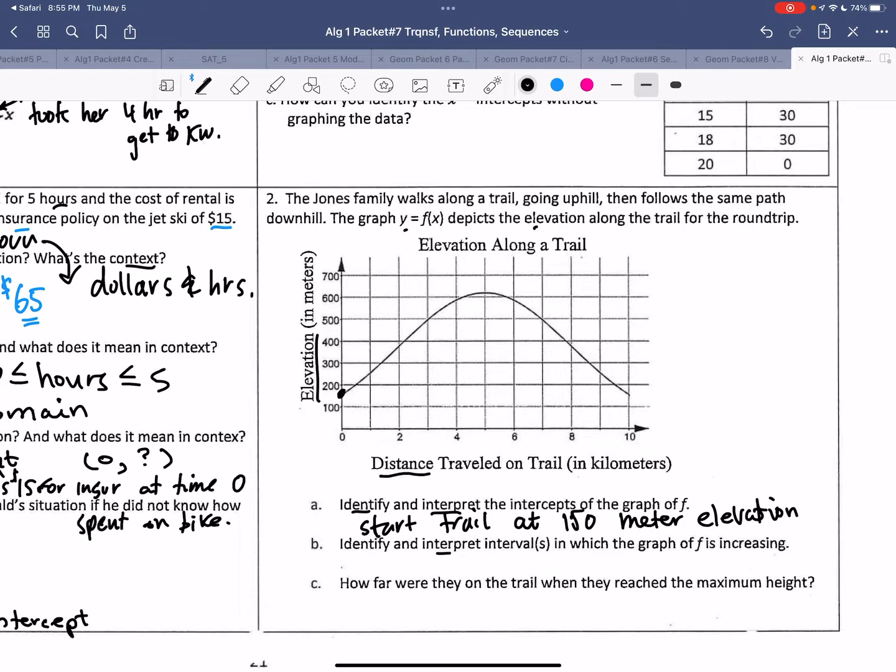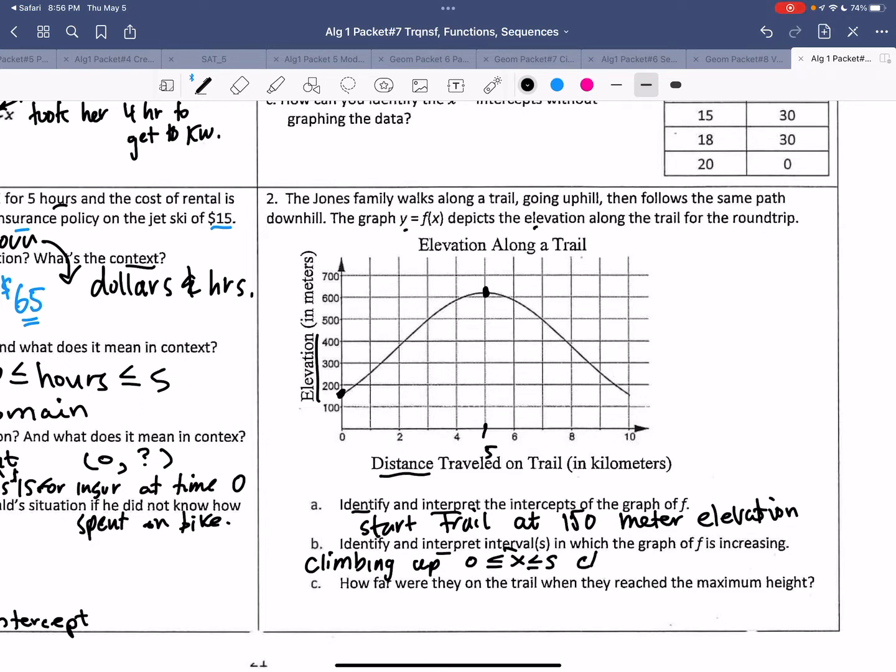Identify and interpret the intervals. What intervals? We understand that it's increasing. So he's climbing up from the x values of 0 to, it looks like, 5.